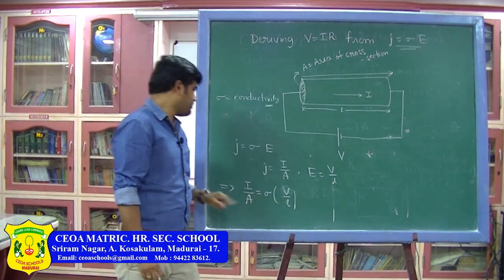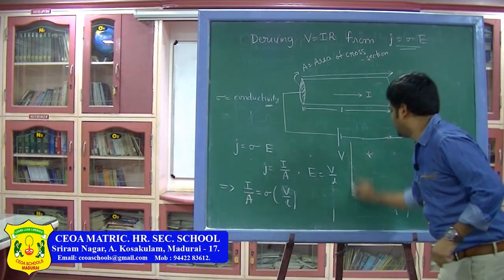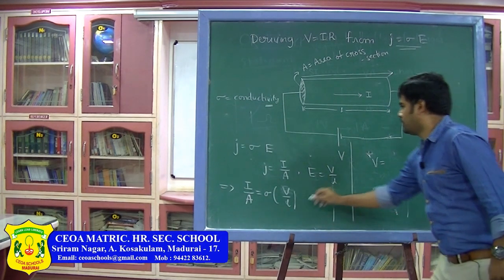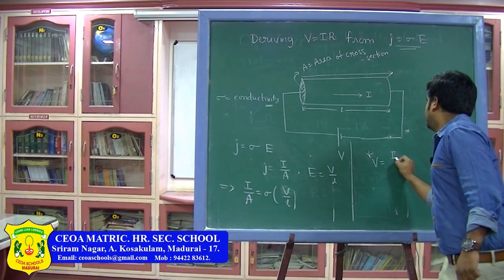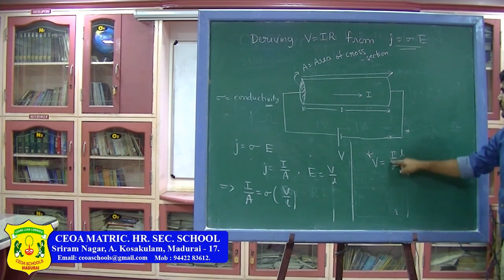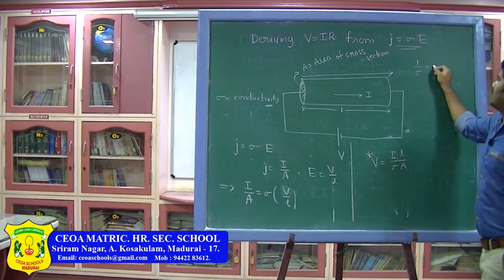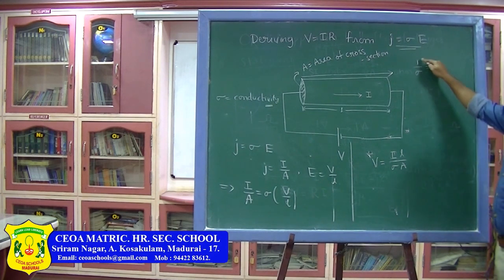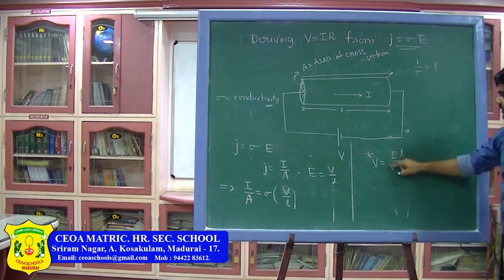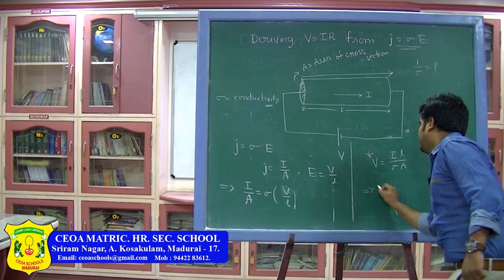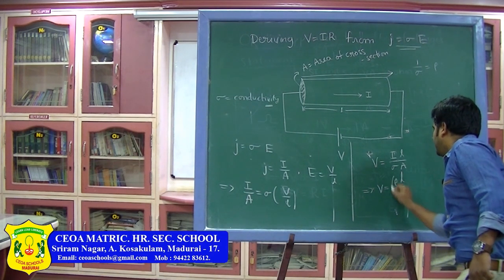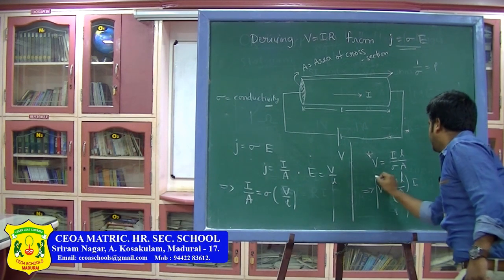Now, rearranging these terms, you will get V, the macroscopic form of Ohm's law, that is V is equal to I into L by sigma A. We know this term 1 by sigma, the reciprocal of conductivity, is equal to the resistivity of the material, rho. So, 1 by sigma can be replaced with rho. That can be written as V is equal to rho L divided by A into I. So, this is the expression.